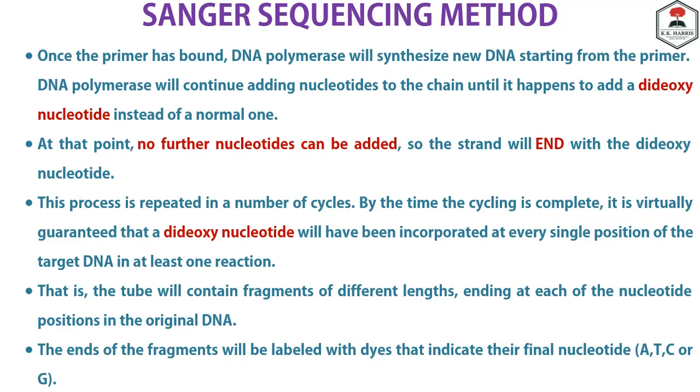This process is repeated in a number of cycles. By the time the cycling is complete, it is virtually guaranteed that a dideoxynucleotide will have been incorporated at every single position of the target DNA in at least one reaction. That is, the tube will contain fragments of different lengths, ending at each of the nucleotide positions in the original DNA. The ends of the fragments will be labeled with dyes that indicate their final nucleotide, A, T, C or G.